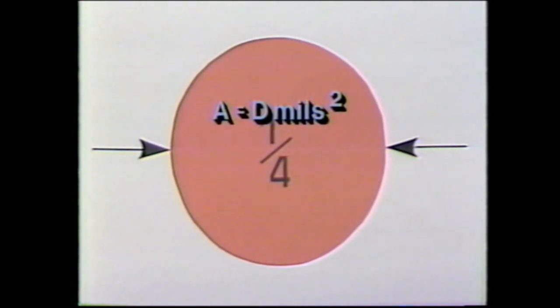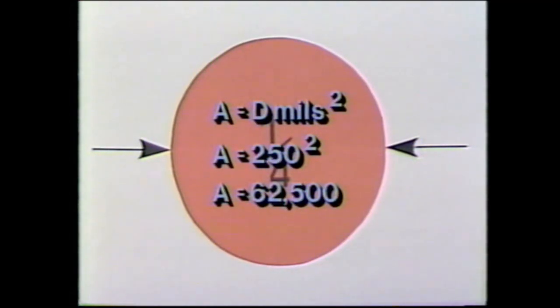Using our formula, the area is equal to the diameter in mils squared. The cross-sectional area of a wire with a diameter of 250 mils is 62,500 circular mils. Now let's turn our attention to the measurement of volume.